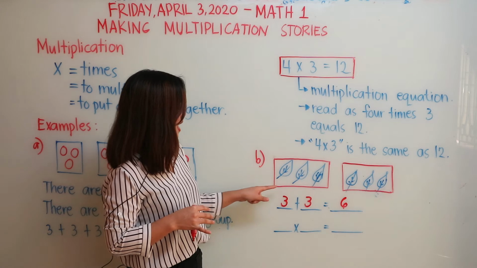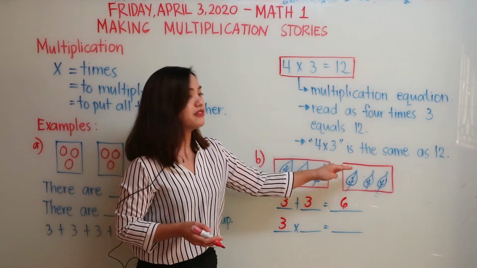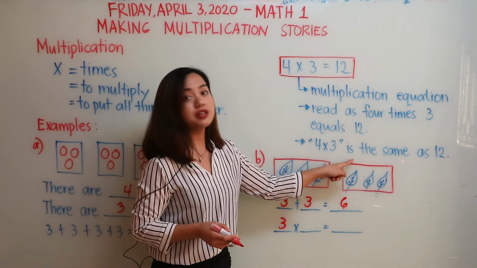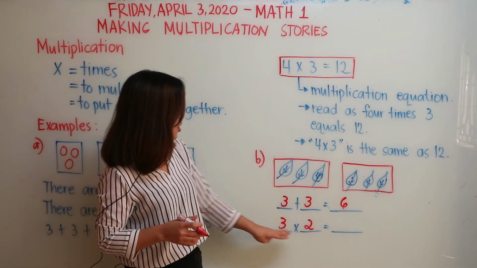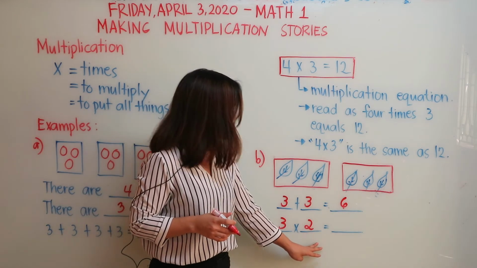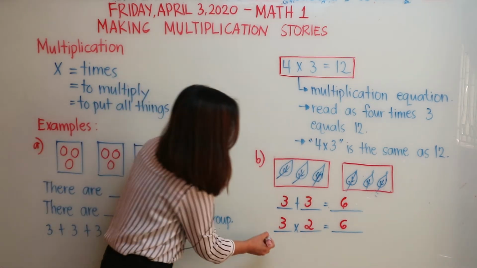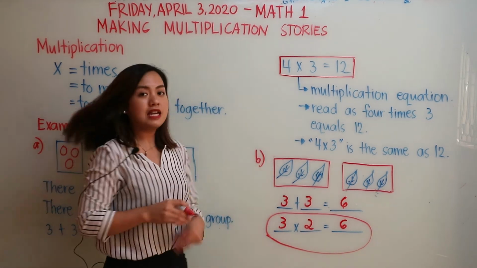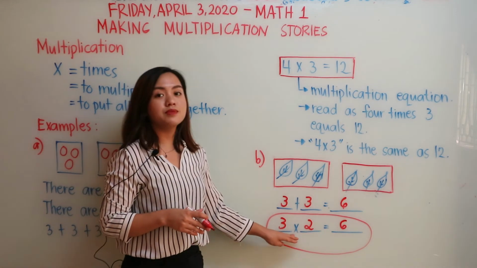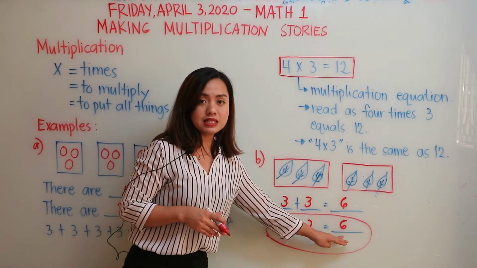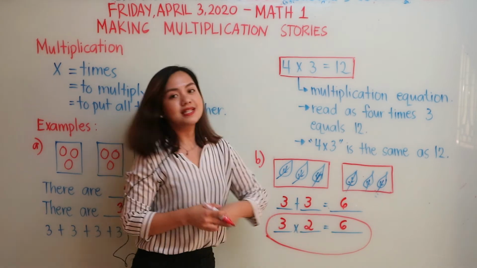All we need to do is to write how many leaves we have, 3, and how many groups we have, only 2, 1 and 2. So the answer is 2. And 3 multiplied by 2, the answer is 6. So in here, guys, this is another multiplication equation. It is read as 3 times 2 equals 6. 3 times 2 is the same as 6.